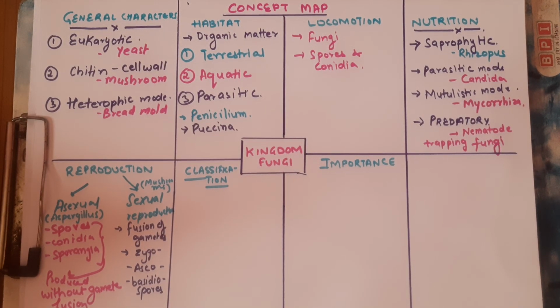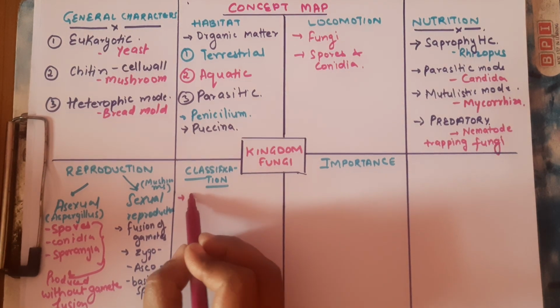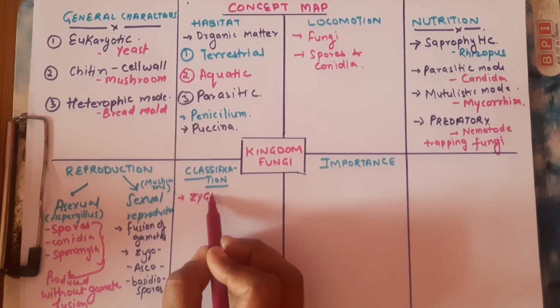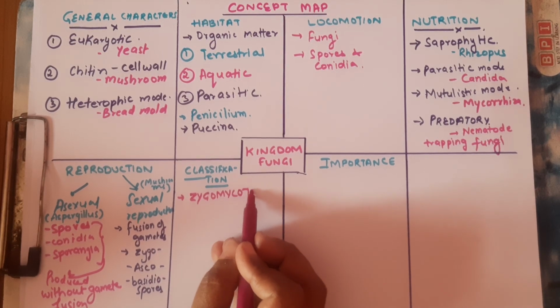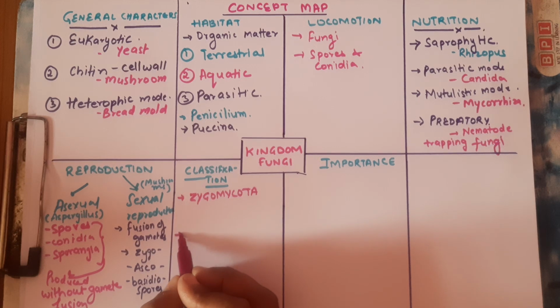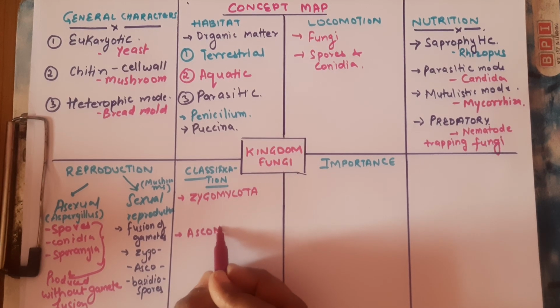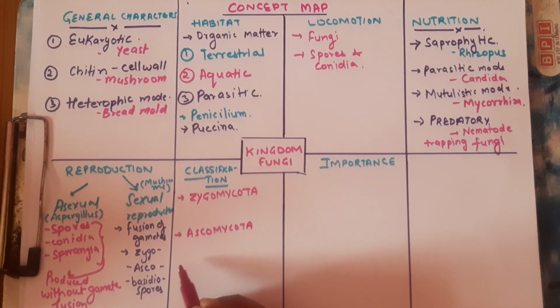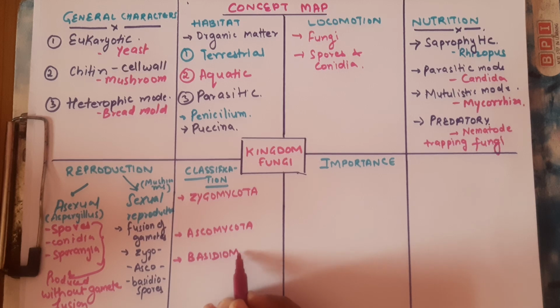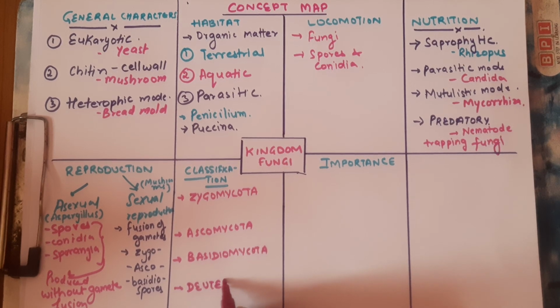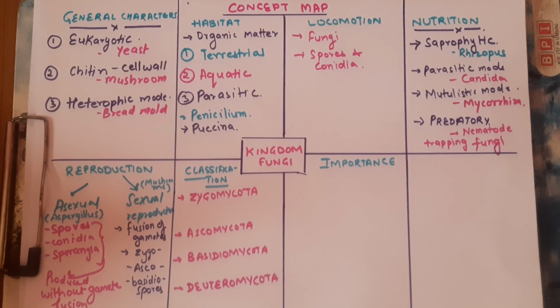Now we'll quickly talk about the classification types. There are basically four types of fungi. The first one is Zygomycota, the second one is Ascomycota, the third one is Basidiomycota, and the fourth one is Deuteromycota. So these are the four different types of fungus.